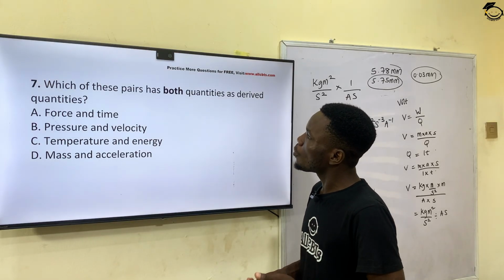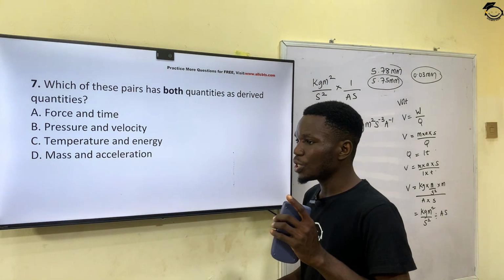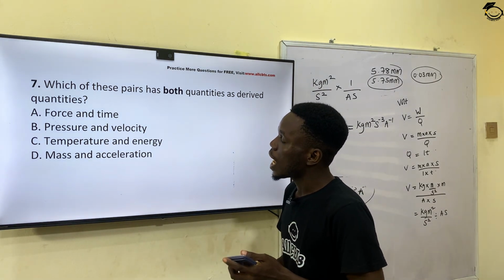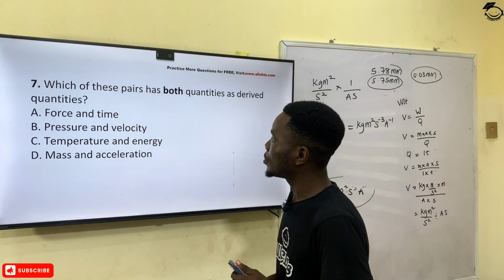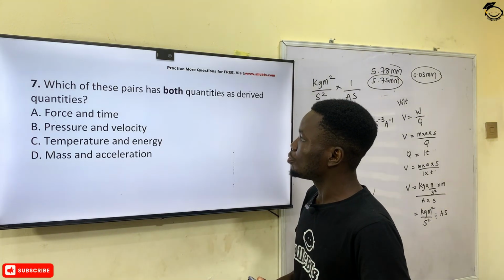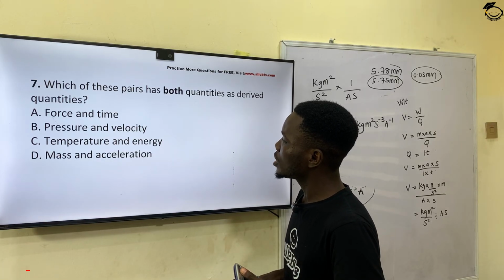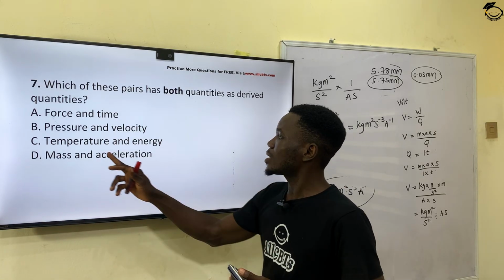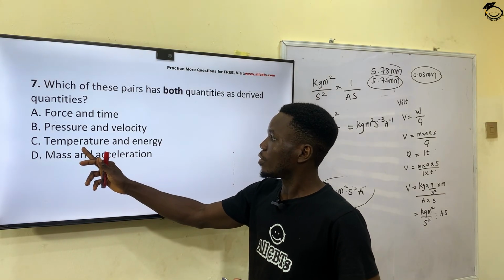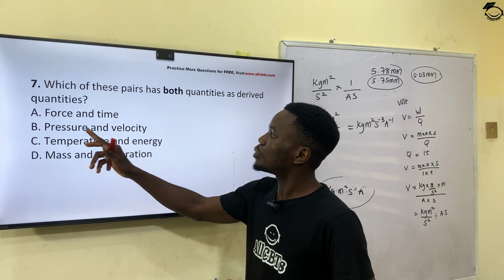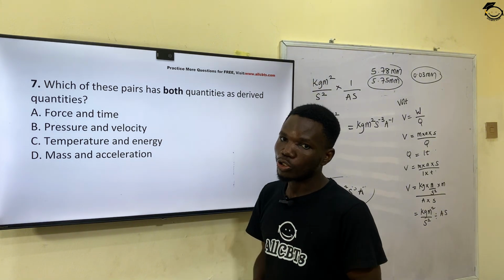Moving on to question number 7. Which of these pairs has both quantities as derived quantities? Option A, force and time. Force is derived, time is fundamental. Option B says pressure and velocity. Option C says temperature and energy. Option D says mass and acceleration. Mass is fundamental, acceleration is derived. Temperature is fundamental, energy is derived. Pressure is derived, velocity is derived. So the correct answer to this question is option B.